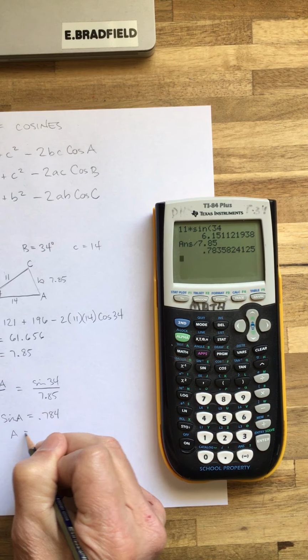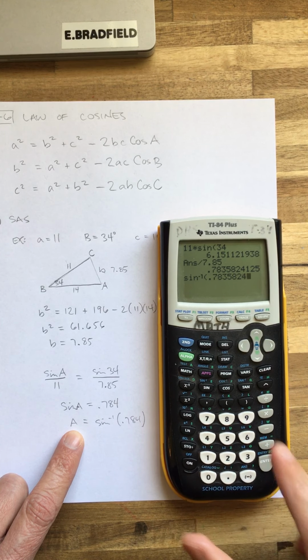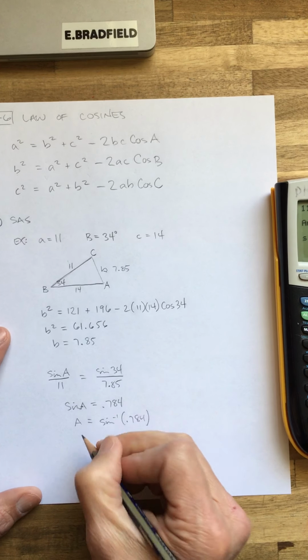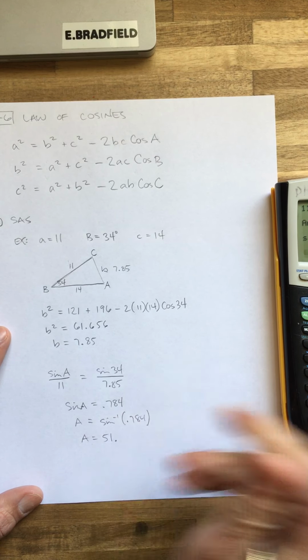So inverse sine of 0.7835824, that should be good enough. And I get 51.6. Okay, so A equals 51.589. I'm just going to say 51.6, okay? All right, so there's my angle A.